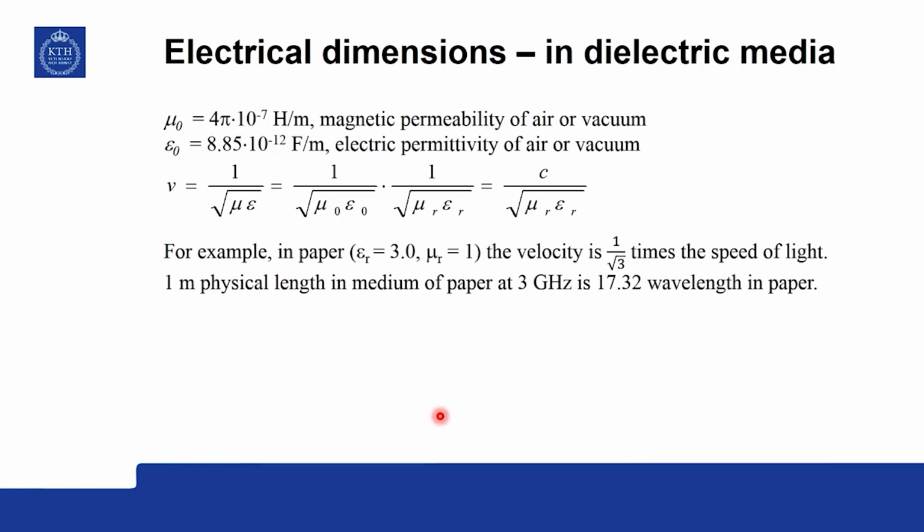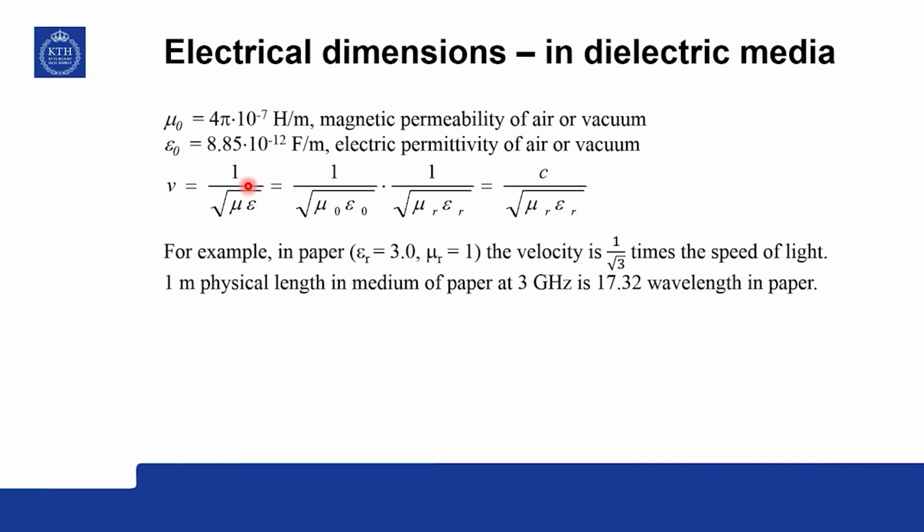Now, in dielectric media, the speed of electromagnetic waves is different. While discussing the fundamentals of electromagnetics, we will review this. We have the magnetic permeability of air or vacuum given by 4 pi into 10 to the power of minus 7 henry per meter. The electric permittivity of air or vacuum is given by 8.85 into 10 to the power of minus 12 farads per meter. So, v is 1 by square root of mu epsilon.